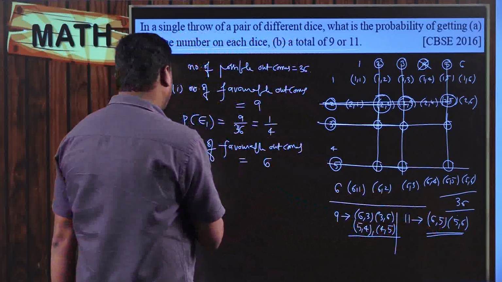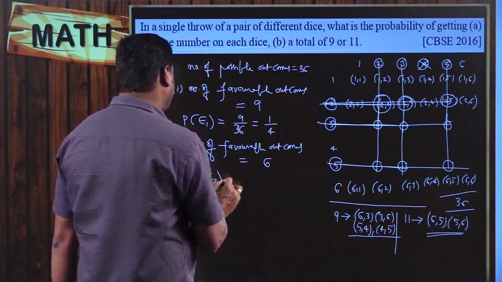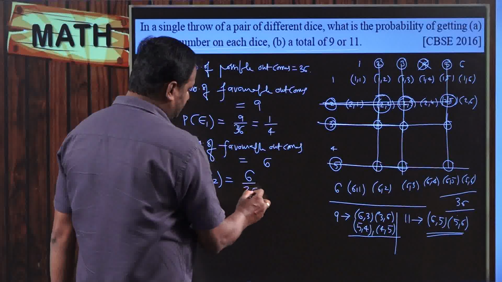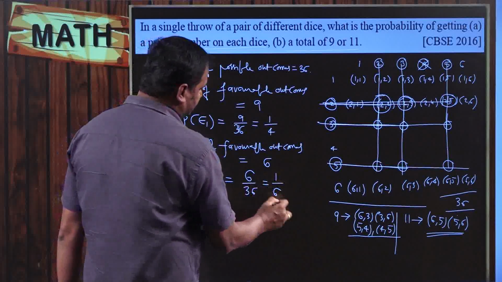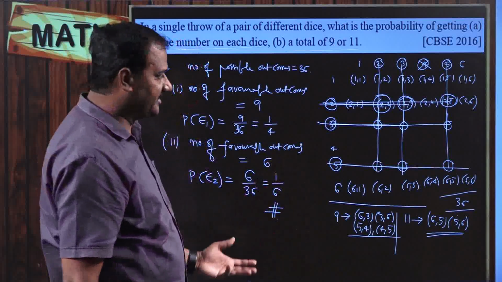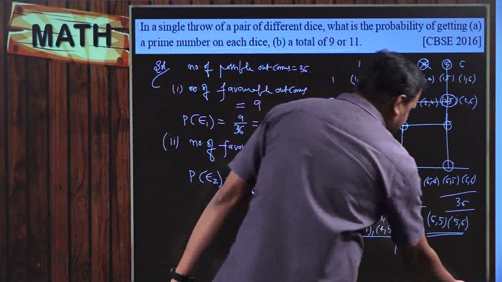So therefore, probability of getting an event is equal to number of favorable outcomes divided by total number of outcomes. So 6 ones are 6, 6 sixes are 36. This is the way to answer the problem. Hope you understand. And moving on to the next problem.